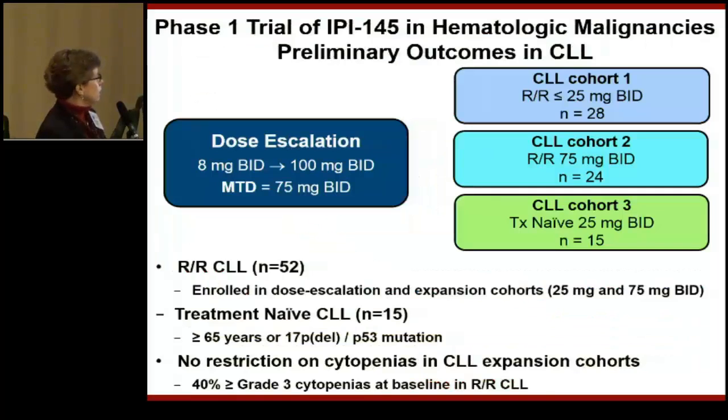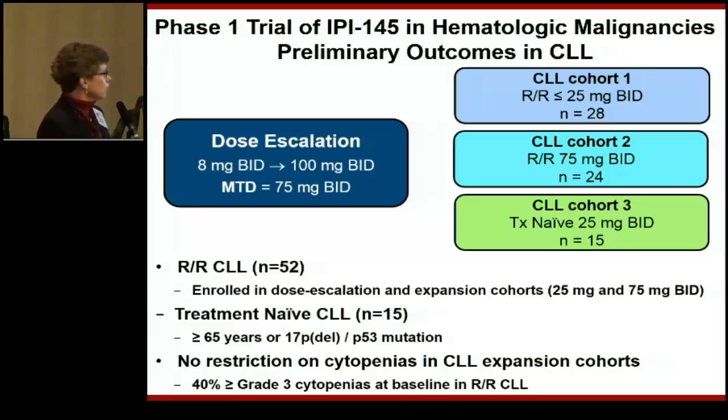And so then these data were updated at ASH this past year by Ian Flynn, who supplied these slides. The dose escalation phase of the study completed. At 100 milligrams BID, there were 2 dose-limiting toxicities. One was rash, and the other was grade 3 transaminitis. And so 75 milligrams BID was selected as the MTD.